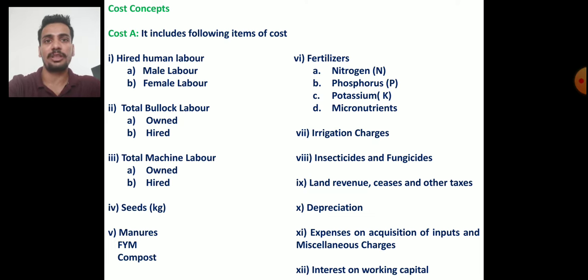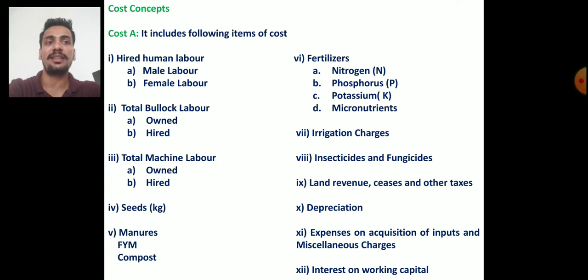Now the most important question is how to calculate irrigation charges. While calculating irrigation charges, you have to take into account the electricity charges required to irrigate that particular area. What we have to consider is the electricity charges required to irrigate that particular area. It may be your irrigation charges, and you can calculate it per hectare.